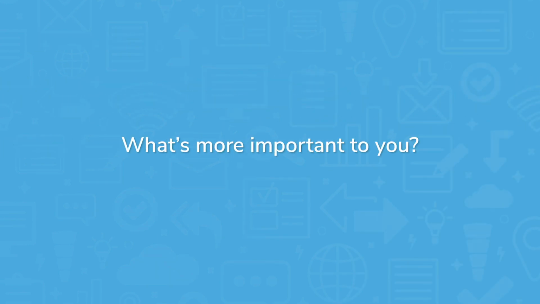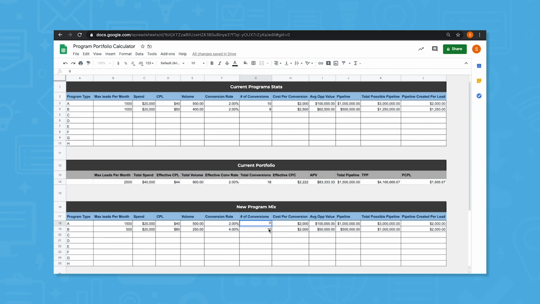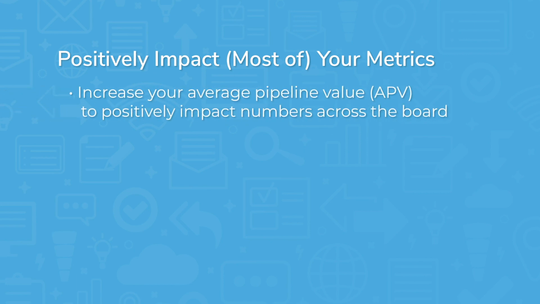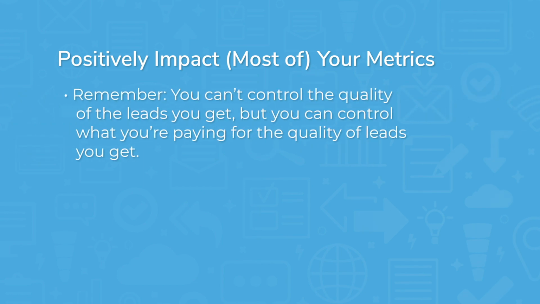You're probably not going to positively impact all your KPIs at the same time, so you'll have to decide what's more important to you. For example, can you take a reduction in conversion rate if the overall value of the pipeline increases? One way to positively impact the numbers across the board is to increase your average pipeline value, or APV. You can't control the quality of the leads you get, but you can control what you're paying for the quality of leads you get.